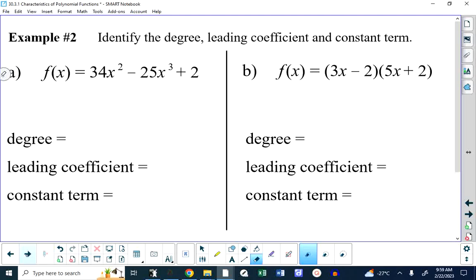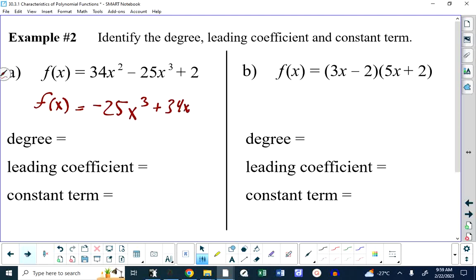And that little twist is that there's no rule that says you have to write the terms in a particular order. When we take a look at this polynomial function, there's a term with a degree 3. So it's wedged in the middle even though it's the highest degree. If we wrote this in the standard way, we would probably write negative 25x cubed plus 34x squared plus 2. But we want to focus on the term with the highest degree, which is negative 25x cubed. That means the degree is 3, the leading coefficient is negative 25, and the constant term, of course, is 2.